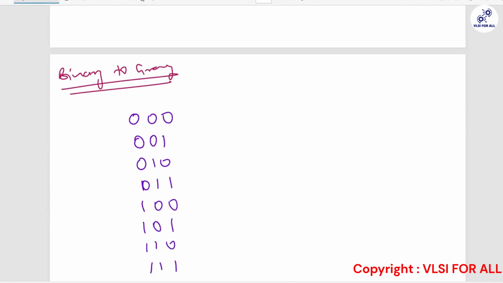0 0 0 0 0 1 0 0 1 0 0 1 1 0 1 1 1. This is what you call binary encoding. Now in gray, you need to simply mirror the display.